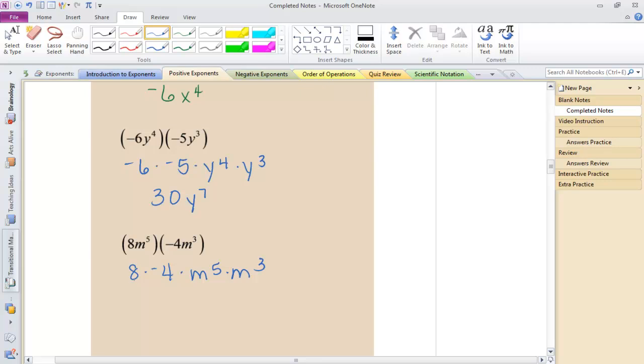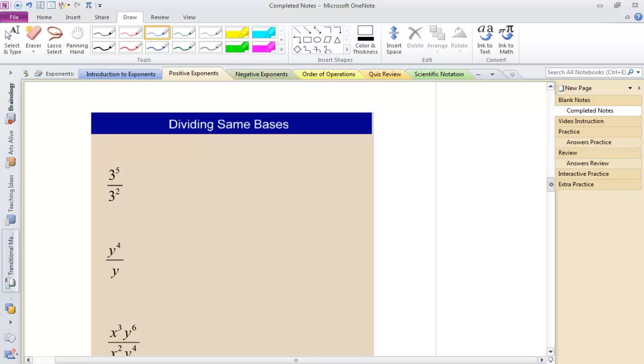However, what we really end up doing is multiplying 8 times negative 4 to get negative 32. And we multiply m to the 5th times m to the 3rd, where you keep your base, add your exponents to get 8. And we end up with negative 32 times m to the 8th.